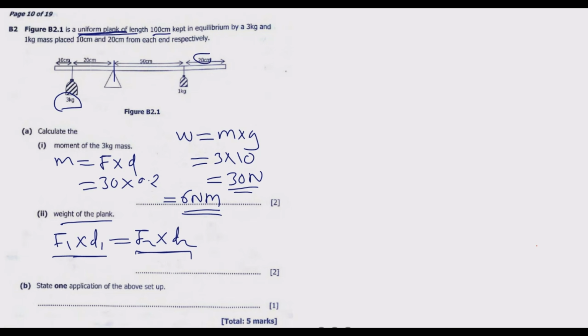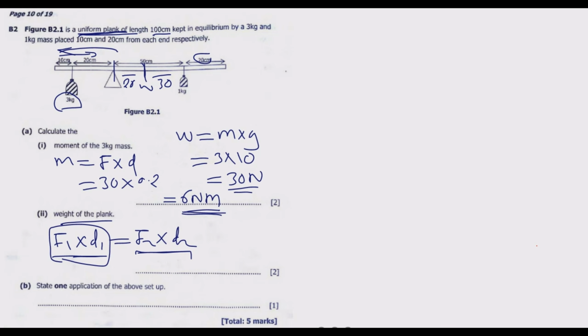This is 20, then this is 30. So from 50 we take out 30, we remain with 20. So it will be somewhere here, in such a way that this is 20, then this is 30. So this is where the weight of the plank will be.